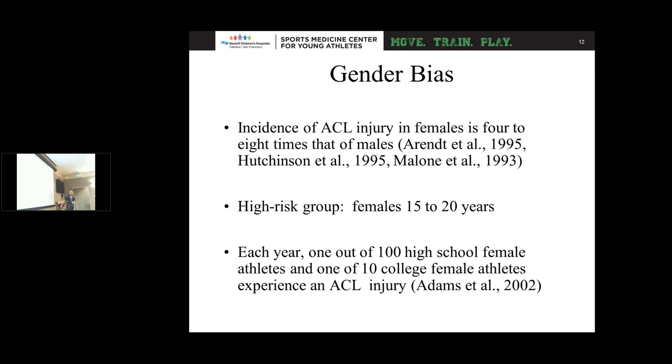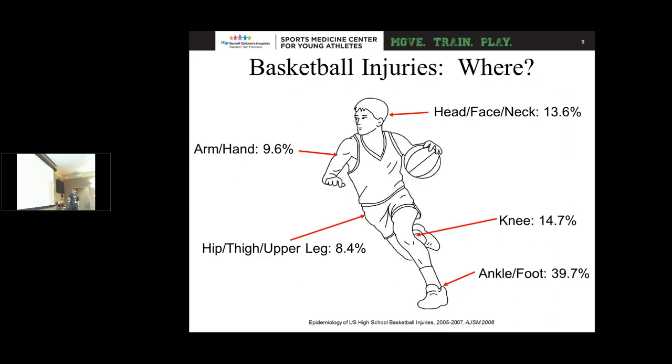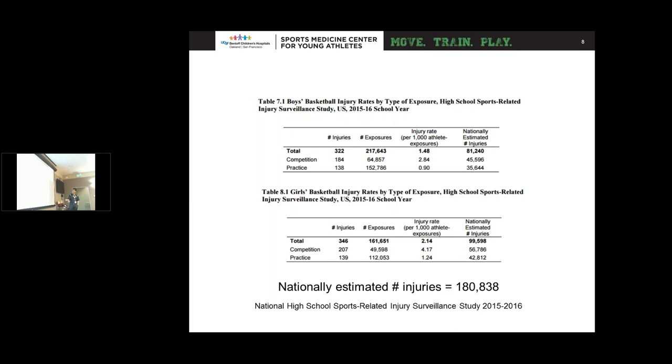And then I talked about gender bias. Well, unfortunately, just as in the overall injury rates, when we looked at the injury rates, females were much higher. And actually, let me just. There you go. If we go back here, you can see that it's so much higher with the female athletes. Competition injury rate is up to 4, so really high for females, especially during competition, almost twice as, or 1.5 times as much as the males.